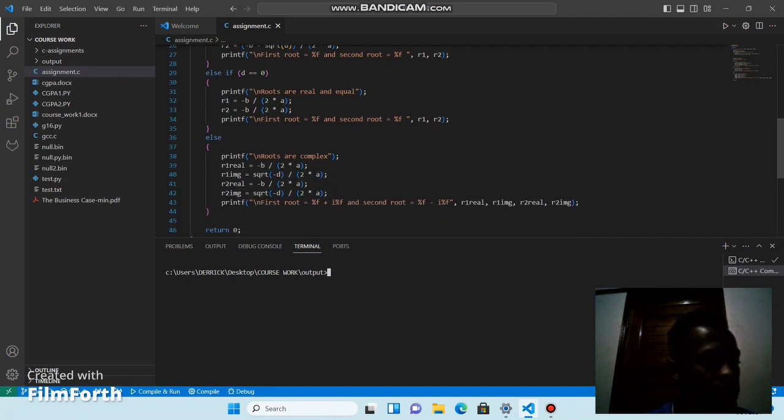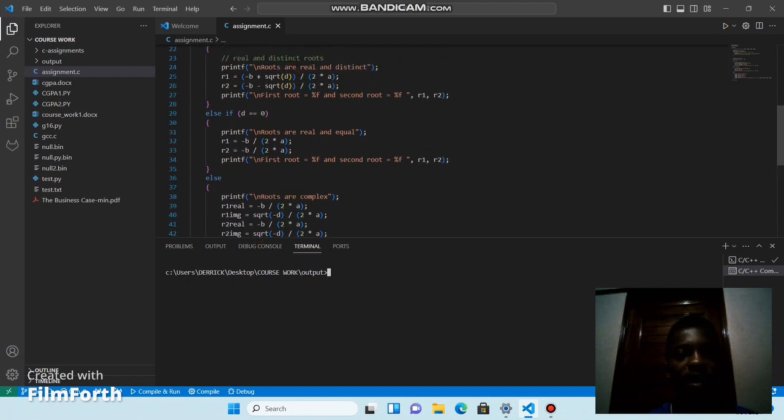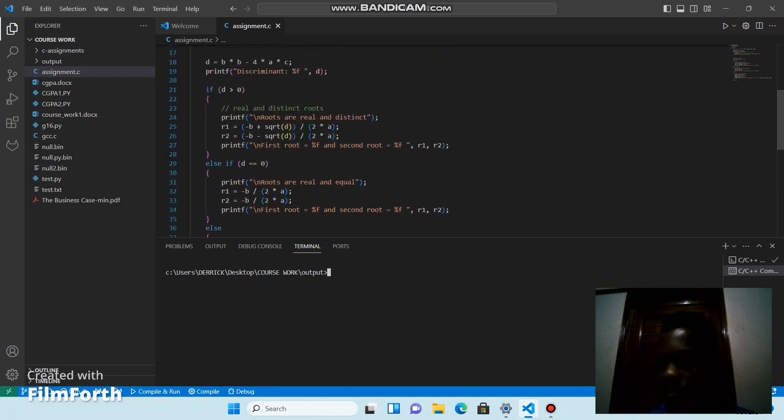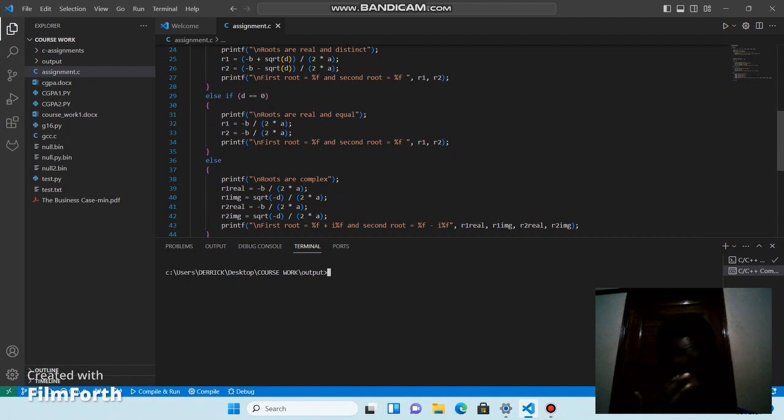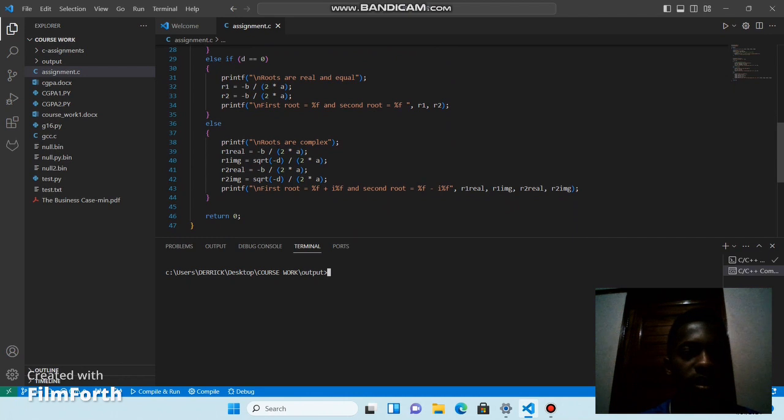Then the third condition. They told us that the roots should be real and distinct, that is done; real and equal, that is done; and then we're left with complex. So remember, you're using the if statement, so it will also allow us to use else if, and lastly we shall use else, as the syntax goes, similar to what we are using in Python. So the printf "roots are complex", that's what it shall print.